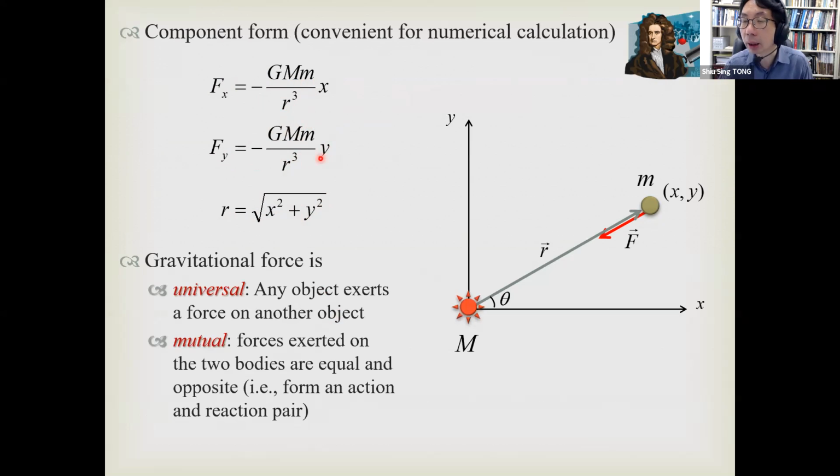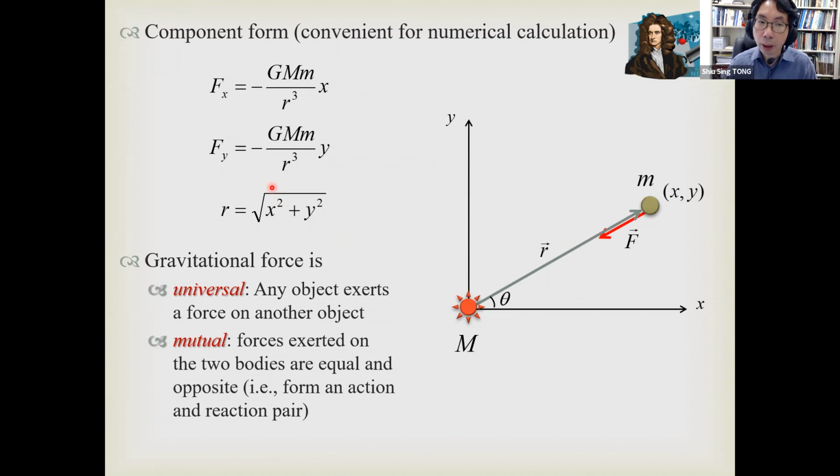Now, this form is useful for numerical calculation. In your project, you will be given a task to calculate the motion of a planet around the sun, but the motion is not a circular orbit. The motion is an elliptical orbit. You are going to solve that elliptical orbit by using a numerical method. You don't know how to solve it analytically now, but you can solve it numerically and verify that it is indeed an ellipse for the planet going around the sun.